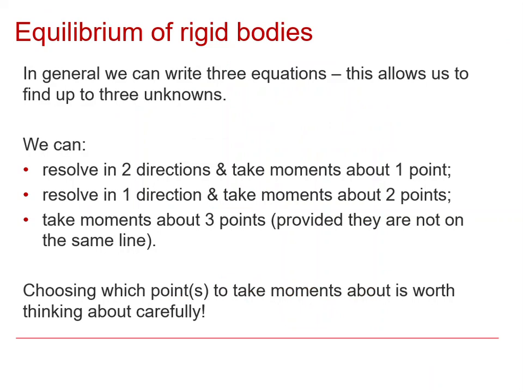In general, we can do three things. The default option is to resolve in two directions and take moments about one point. But there may be good reason for resolving in one direction only and taking moments about 2 points, or taking moments about 3 points, so long as they're not on the same line.